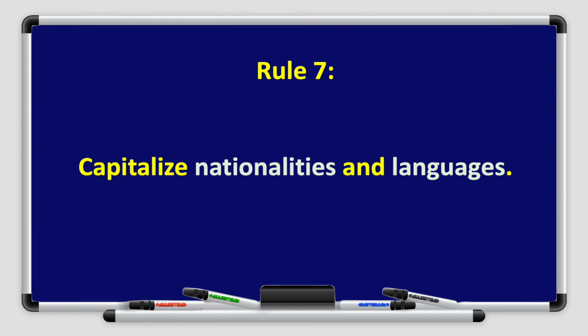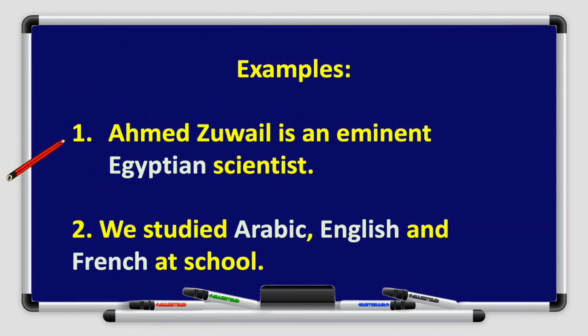Rule number 7, capitalize nationalities and languages. For example, Ahmed Zuwail is an eminent Egyptian scientist. He's an Egyptian scientist, so it's a nationality. We capitalize Egyptian, or the E. Number 2, we studied Arabic, English, and French at school. So these are all languages. You have to capitalize the letter: Arabic, English, and French.